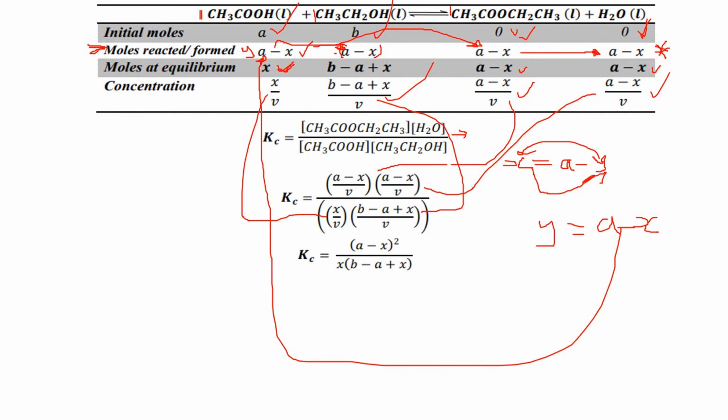So simplifying, you're going to find that V is going to cross out in both the numerator and the denominator. And you're going to remain with the bracket of A minus X squared, divided by the bracket of X, bracket of B minus A plus X being multiplied by X. So this is the formula you're going to use to find the equilibrium constant for the esterification reaction of ethanoic acid and ethanol. And stating or describing this experiment fully can earn you between 7 to 8 marks. So that was it for this experiment.